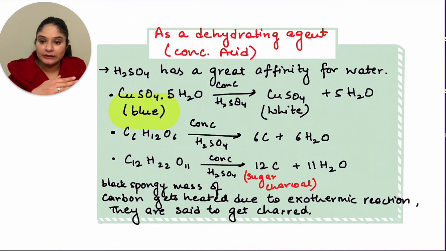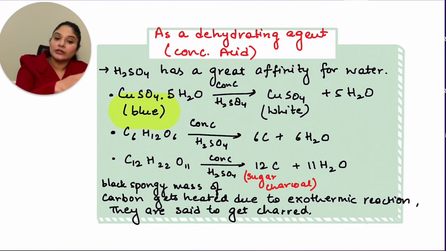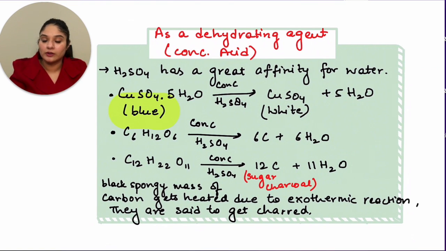Okay. Similarly, you have examples for glucose and sugar. So C6H12O6 gives you 6C plus 6H2O. Another one is your sugar, C12H22O11 giving you 12C plus 11H2O. This 12C is your sugar charcoal. Okay. And this is a black spongy mass.